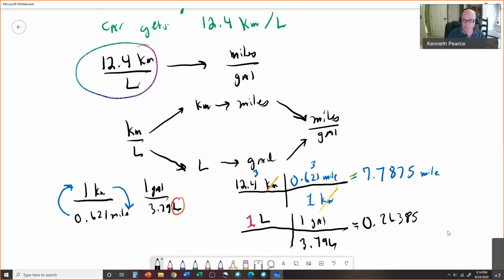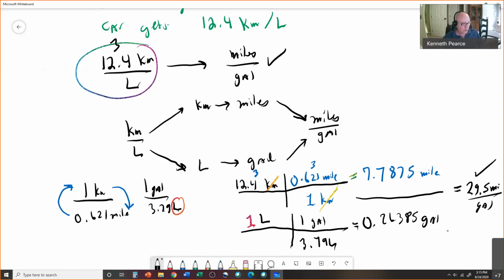And so now what do we do? Well, what are we looking for? We're looking for miles per gallon. I have miles over gallons, and we're going to divide these two and get our final answer. And so I take the 7.7875, and I'm going to divide it by the answer. I just leave the answer in my calculator, and I get, with 3 sig figs, because we want our answer to be 3 sig figs, that's our measured number, and we went all the way through, it's 29.5 miles to the gallon.